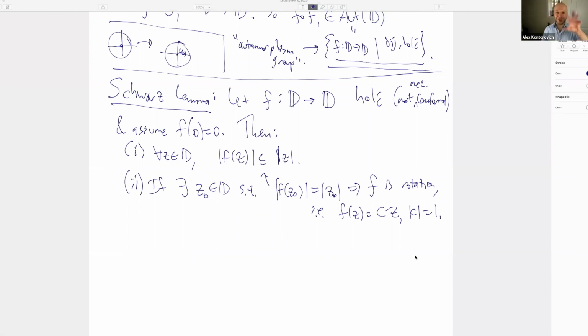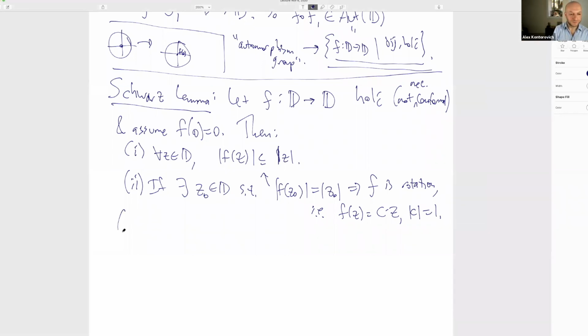So certainly rotations are automorphisms of the disk, and every point has the same magnitude as it used to. So if there's a single point that has the same magnitude as it used to, all the points have to have smaller magnitudes than they used to. And if there's ever one that has exactly the same magnitude as it used to, then f must be a rotation.